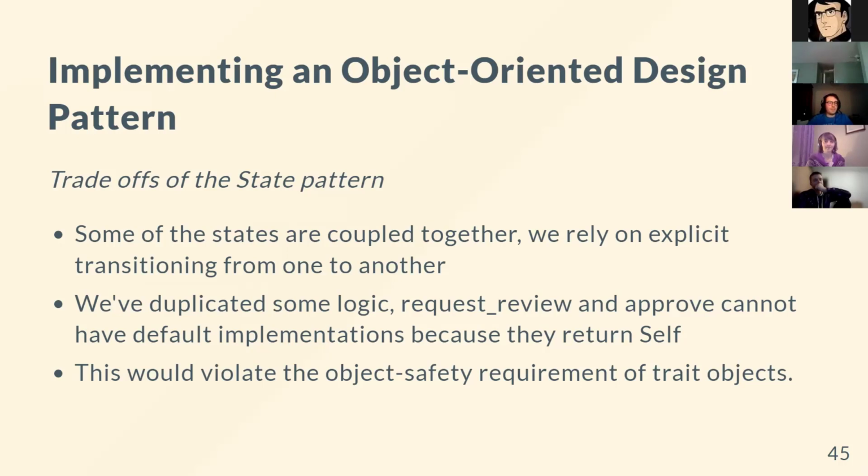And if they did return self, it would violate the object safety requirement of trait objects. In short, following this pattern exactly as defined for OO languages means we can't take full advantage of Rust's strengths.